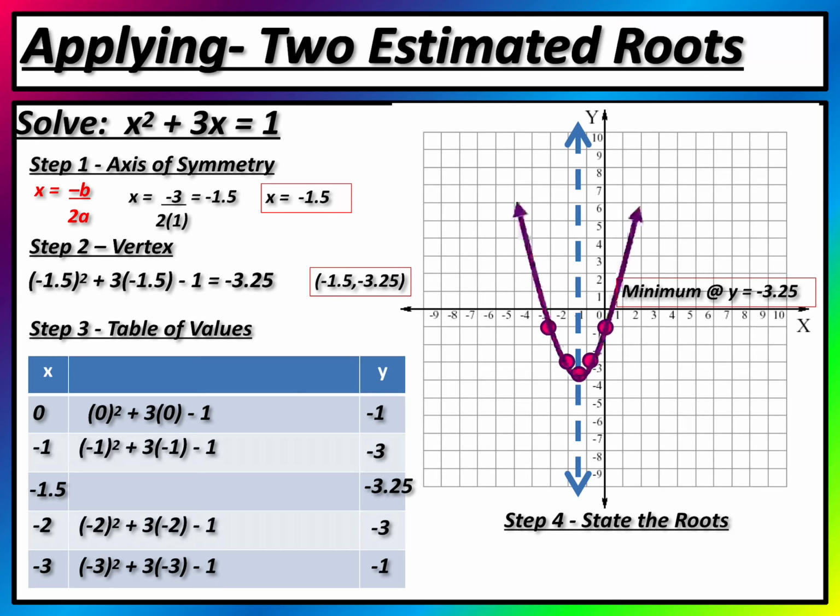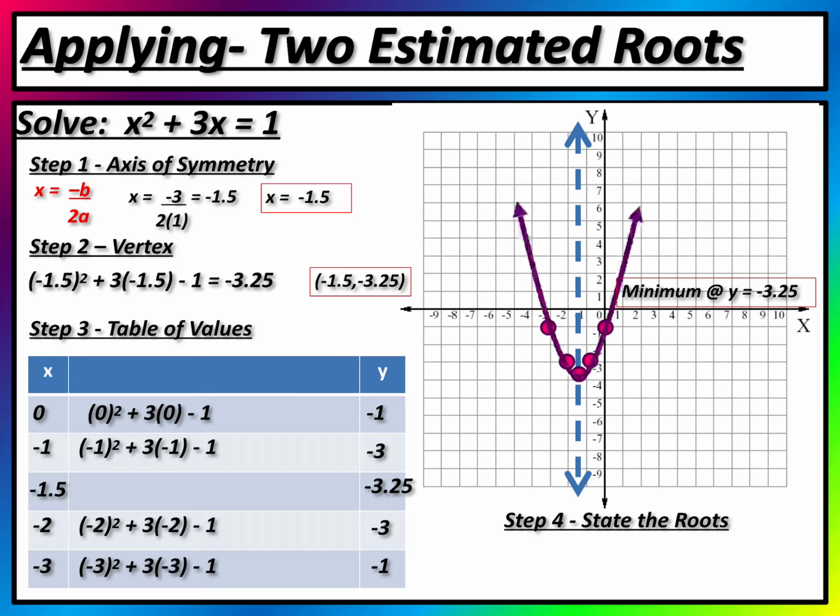Okay, so since it already came up, we'll talk about the minimum here. So this is a minimum graph. Because it's positive, it opens up. So your vertex is on the bottom, and there are no points lower than your vertex. So the minimum here is negative 3.25.